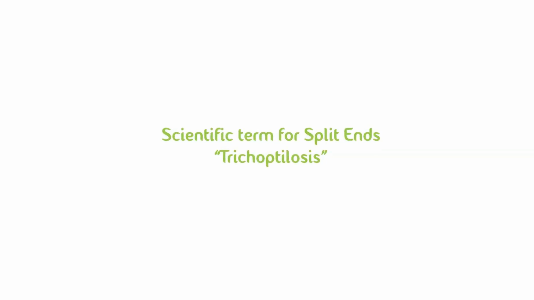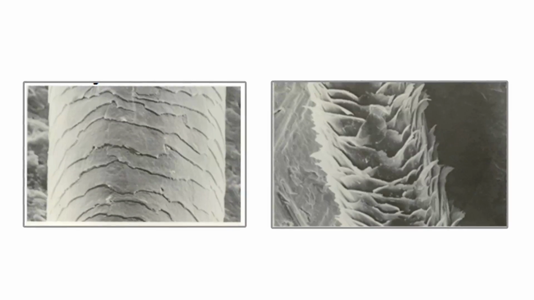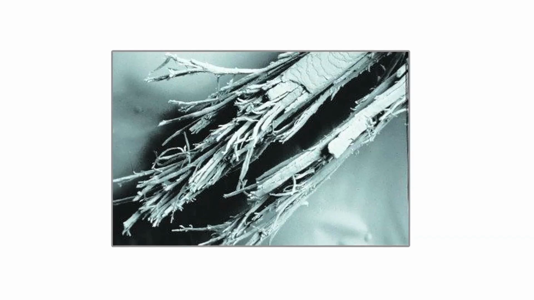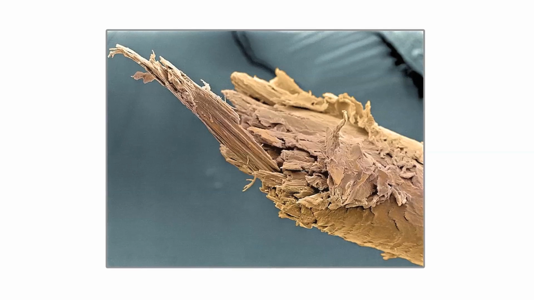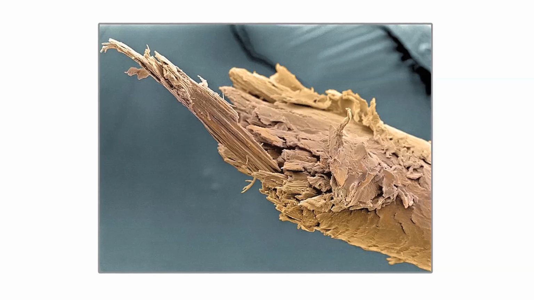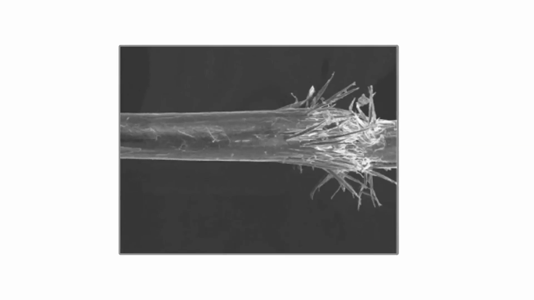Split ends, or by the scientific term, trichoptilosis, are inevitable for anyone with hair. It occurs when there is any type of damage to your cuticle. Damaged or missing cuticles leave your fragile cortex exposed. Without the proper amount of protection from your cuticle layers, your hair strand will begin to split into two or more sections. Split ends are not necessarily just a split in your strand.